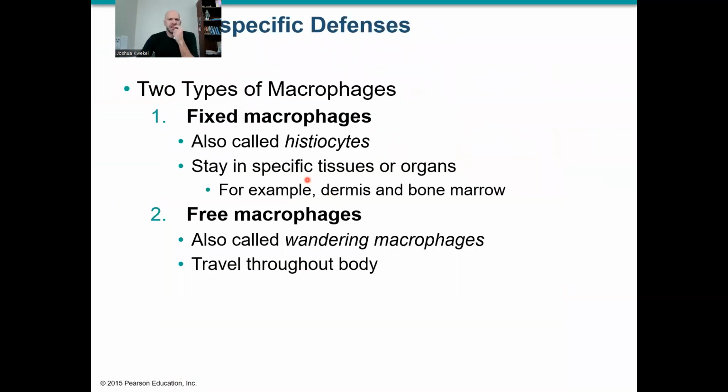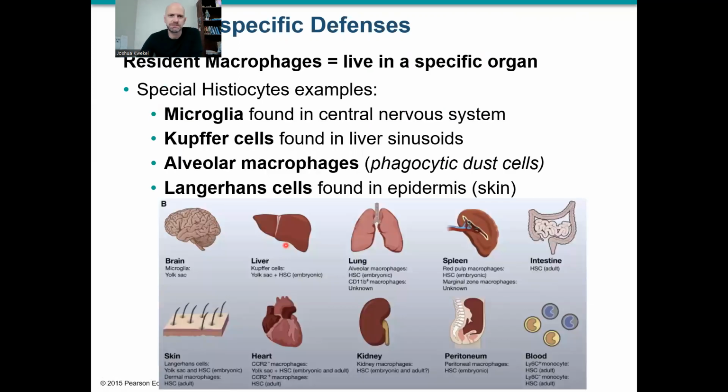Macrophages are big eaters. You can have fixed or free. Fixed macrophages are often called histiocytes. They stay in the tissue. Free macrophages are roving around. They can wander throughout the body. That's the only difference there. Something about resident macrophages. This will be the last point because I'm out of time.